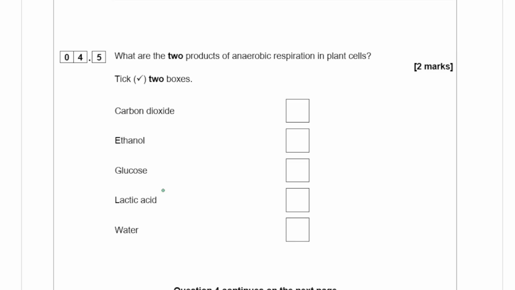What are the 2 products of anaerobic respiration in plant cells? In plant cells, it will be carbon dioxide and ethanol.